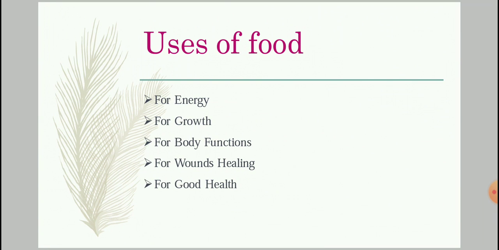Now why do we need food? What are the uses of food? For energy we need food, like I told you before, because if we do not get food, we will not be able to do any work. And for growth, if we do not eat food, we will become sick, and poor health conditions will be there. And for body functions we also need food, because that food turns into glucose, and it goes all around our body by blood. And for wound healing, if we get any kind of wounds, to get our tissues repaired, we need to have food. And for good health, if we do not eat food, like I told before, we will become weak and sick. These are the main uses of food.